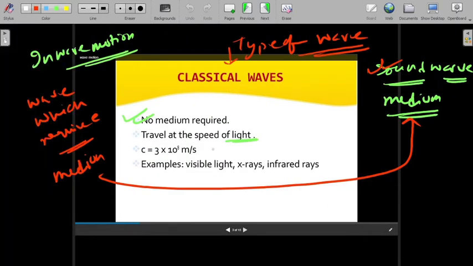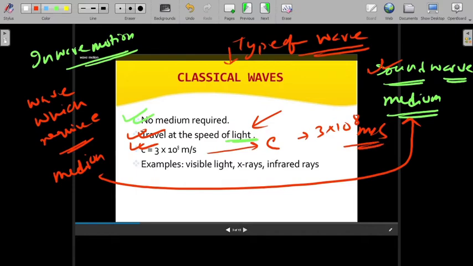The wave which doesn't require any medium is the light wave. Here the speed of light is noted as c, that is 3 into 10 to the power 8 meter per second. This is the velocity of light, and examples are given below: visible light, x-ray, infrared rays. These don't require any kind of medium. So this is called the classical wave.